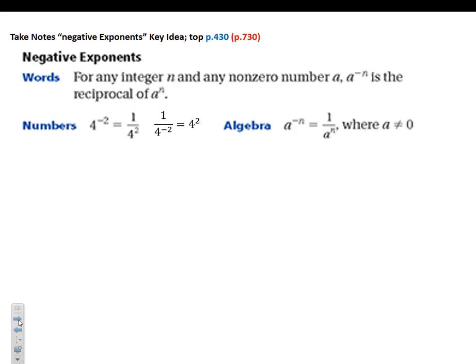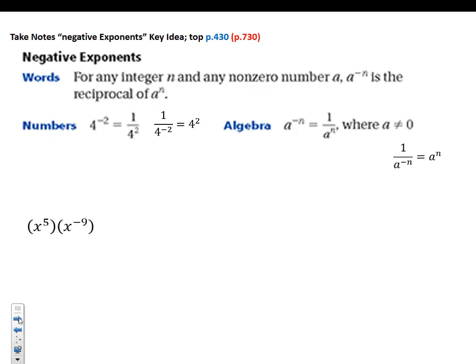Algebraically, it's the same thing. A to the negative n gives us 1 over a to the n. We make it positive and take the reciprocal, where a is not equal to 0, of course. And naturally, if I have 1 over a to the negative n, I take the reciprocal and make it positive, I would get a to the n.